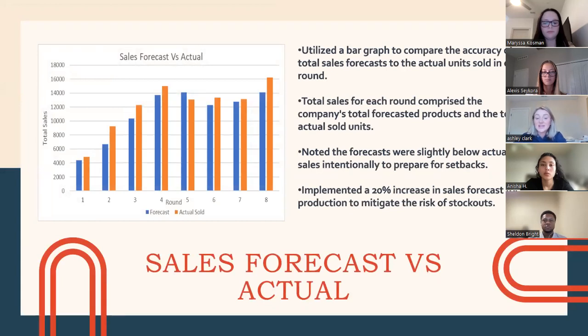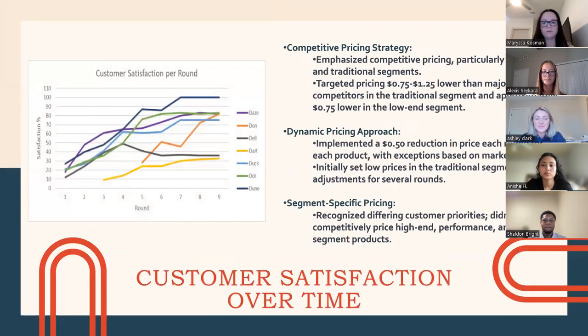Moving on to the analysis of our sales forecast versus actual sold line graph, we observe a deliberate strategy here. Our forecast consistently aligns just below actual sales. This intentional underprediction serves as a precautionary measure, allowing for the margins of safety in case of unforeseen setbacks. Additionally, a prudent 20% increase in our sales forecast for production mitigates the risk of stockouts. Next slide, please.